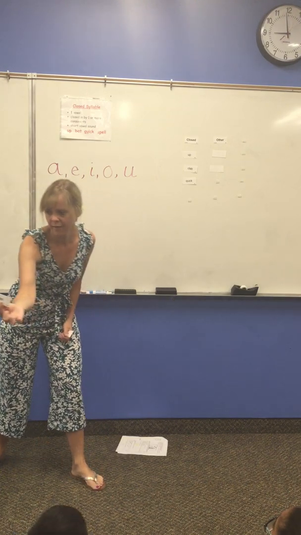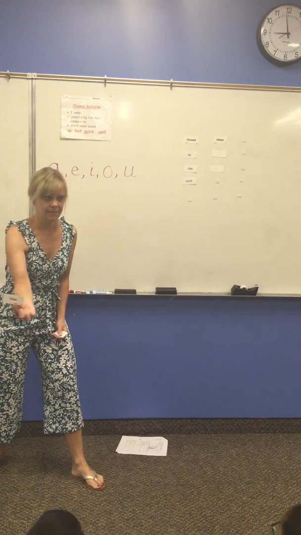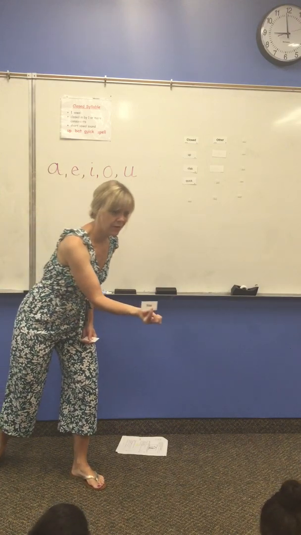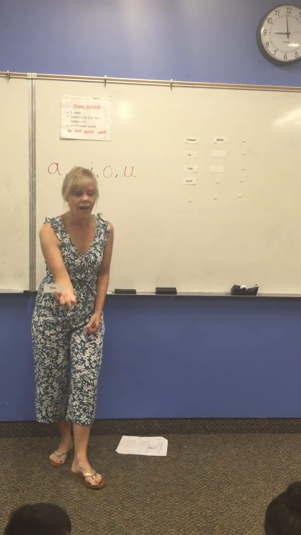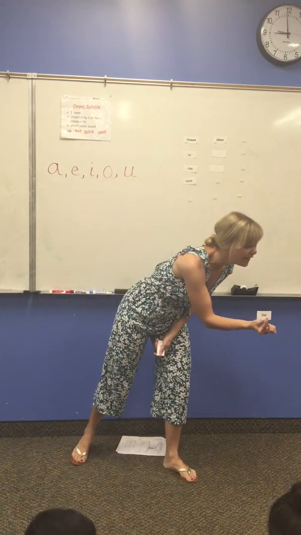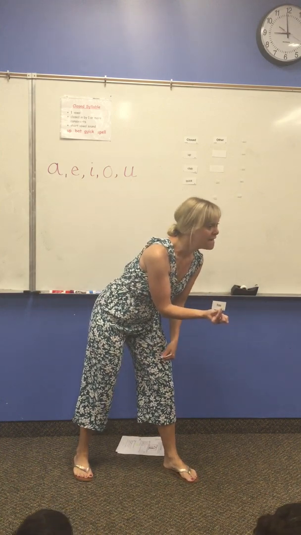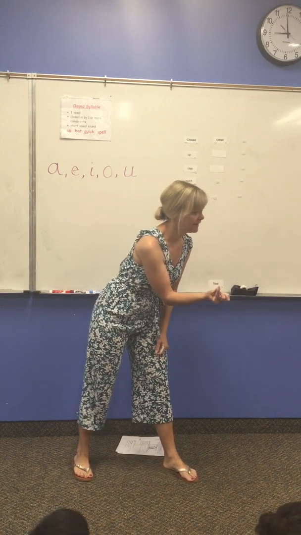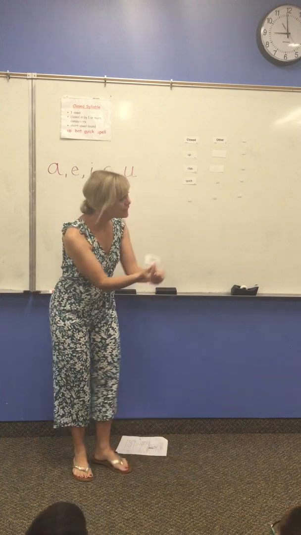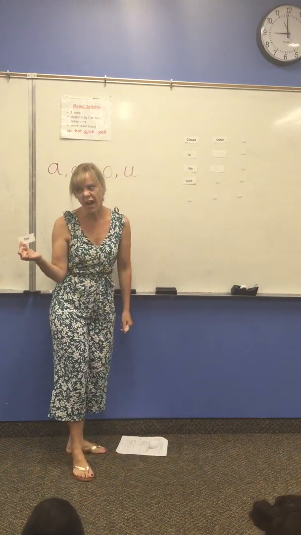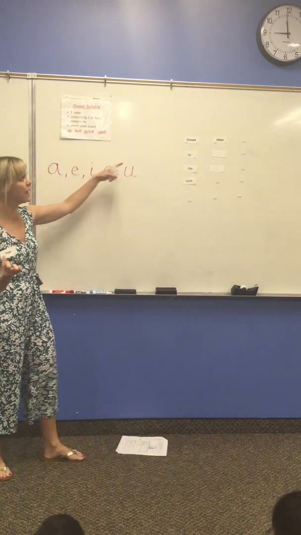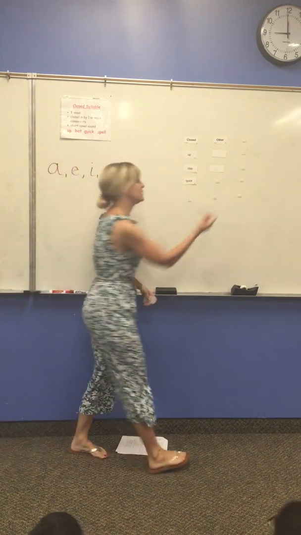Closed or other? Closed or other? Everyone? Other. Other. Tell me, why is this other? Two what? Vowels or consonants? It has two vowels. Nice explanation. Two vowels. How many vowels can a closed syllable have, everyone? One. Just one.